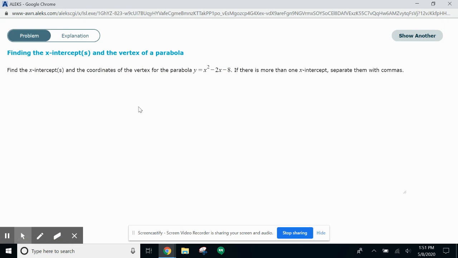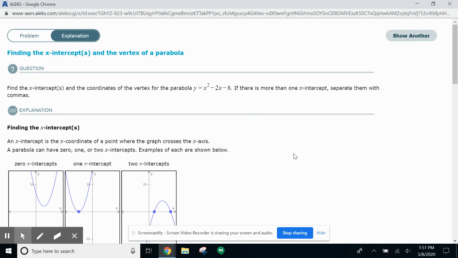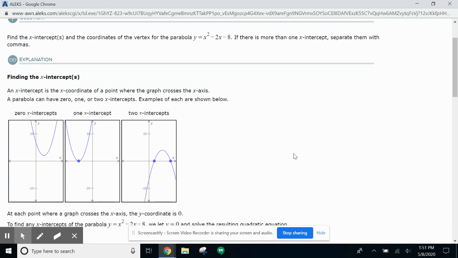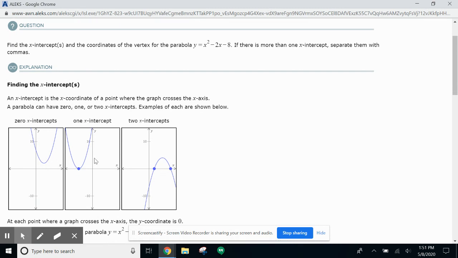Now this one's going to ask us to find the x-intercepts and the vertex of this parabola. So they gave us this here in standard form. And what we want to do is find how many x-intercepts it has. So if you see here, they have 3 different examples. These are the 3 different cases with parabolas. If a parabola is high enough on the graph, it might never touch the x-axis. So it'll have 0 x-intercepts, won't have any at all.